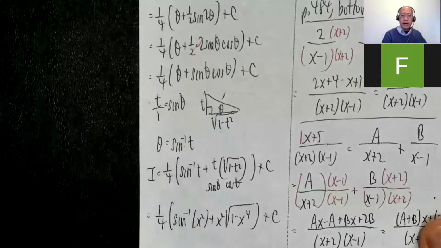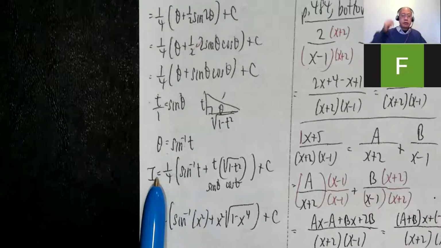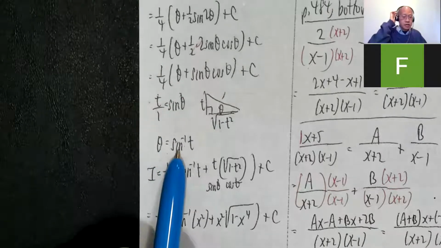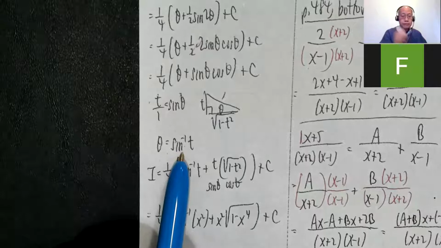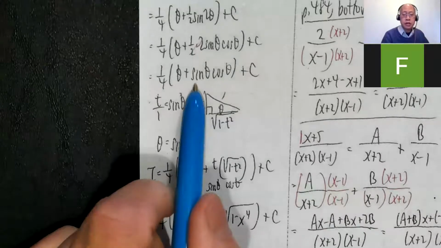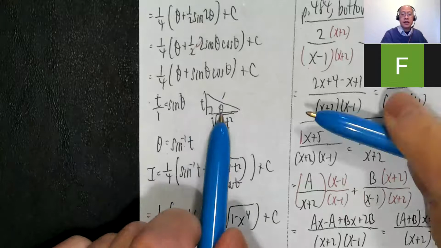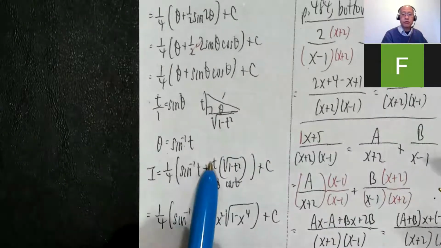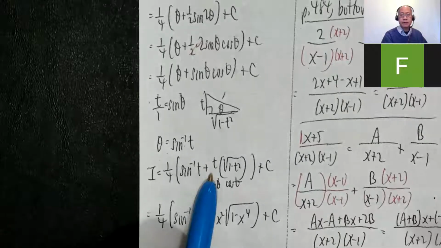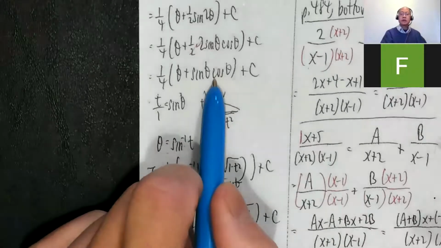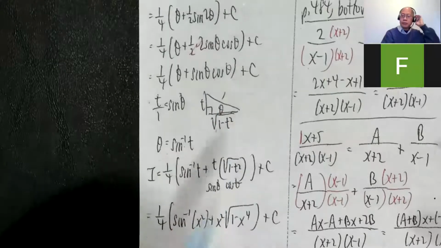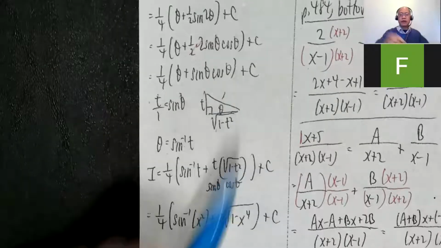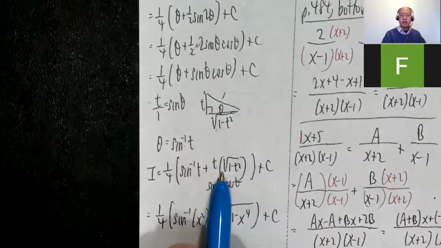Okay, so I'm ready to substitute back. So the original integral is 1/4 theta. So I now know theta to be inverse sine of t, plus sine theta cosine theta. So sine is what? Opposite over hypotenuse. So t over 1, just write t, times cosine theta. Cosine is adjacent over hypotenuse. So radical 1 minus t squared divided by 1. Well, of course, if you divide by 1, you don't have to put it. So radical 1 minus t squared.